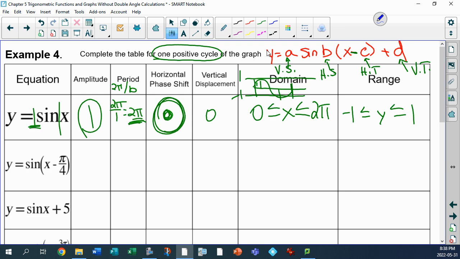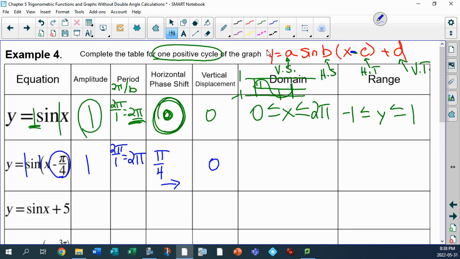Here we go. Ready? Check this out. There's our amplitude. Again, 1. Boom. Look at your B value, 1. So 2 pi over 1 means that the period is 2 pi. But check this out now. Uh-oh, I got a horizontal phase shift. But remember the formula had a negative in it. So that means that this is actually pi over 4. Yup, pi over 4, but to the right. So you're going to shift this entire thing to the right, pi over 4. Is there a vertical displacement? Nope. 0.